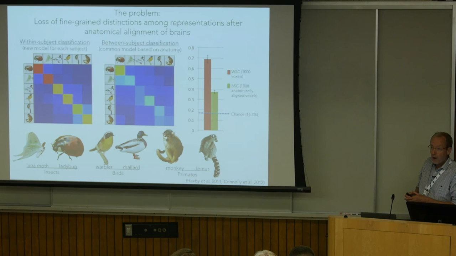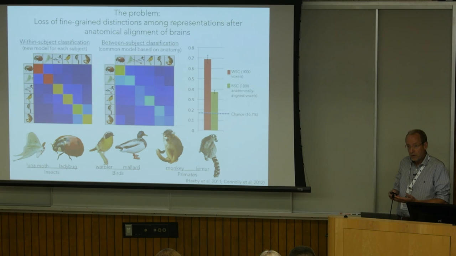So whatever patterns we're picking up that are distinctive for these six species of animal are not shared across subjects if you line up the brain spaces of these subjects based on anatomical features. And this has been shown by other groups as well, that between-subject decoding analyses just don't work very well. And that's because we hypothesize that there's a fine-grain structure in these patterns that's distinctive for each subject, but the anatomical alignment doesn't line up the features in these fine scale topographies.